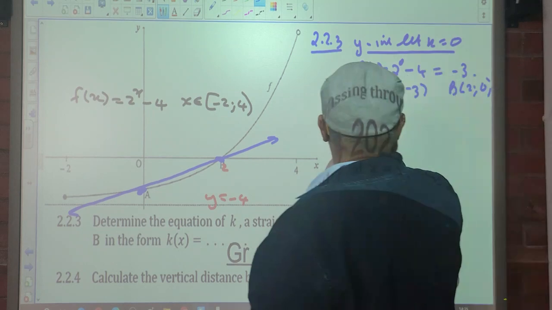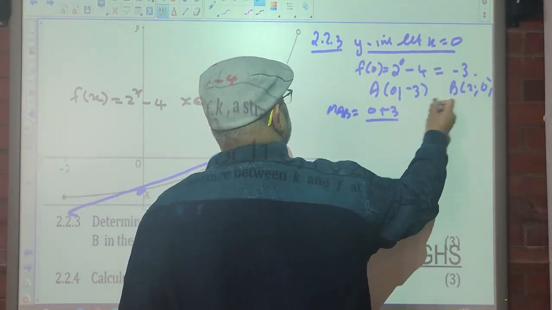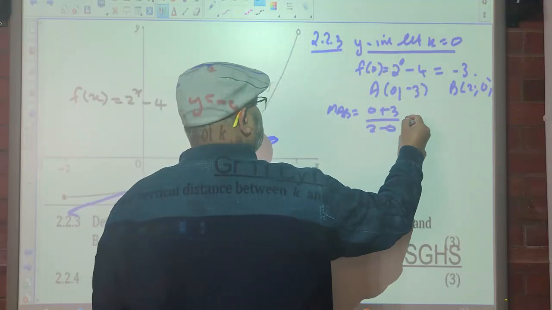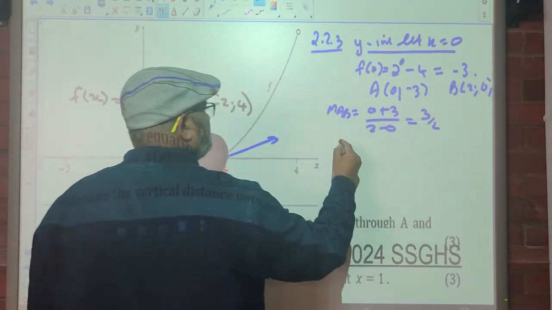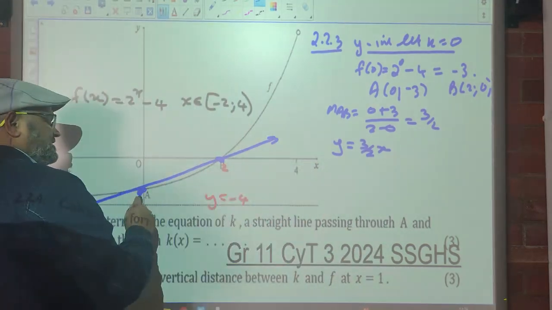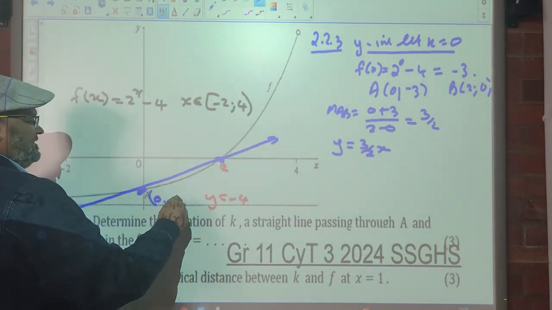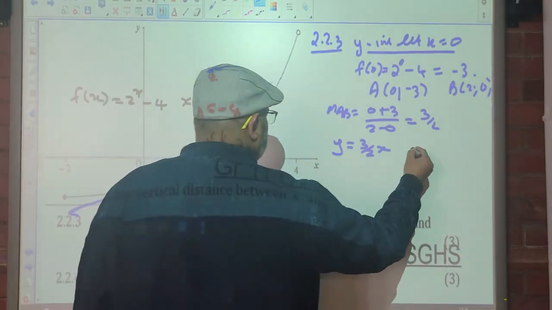So the gradient of AB is going to be 0 minus negative 3 over 2 minus 0, which is 3 over 2. So y is equal to 3 over 2 x. Do we have the y-intercept value? Yes, (0, -3). So that has to be minus 3.